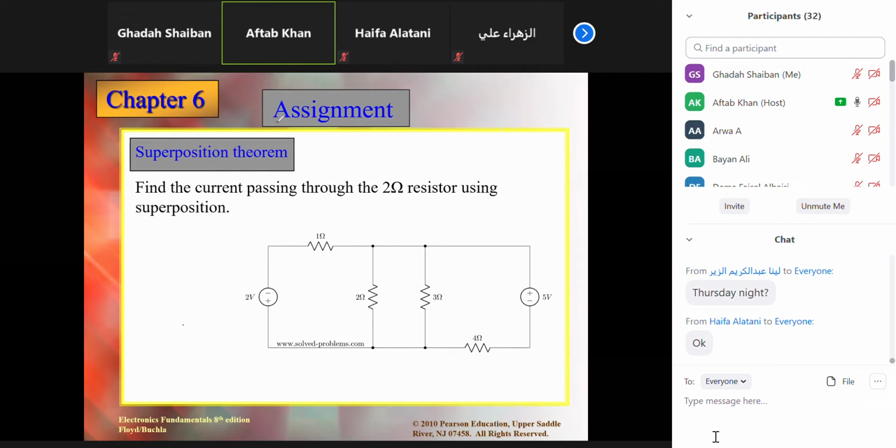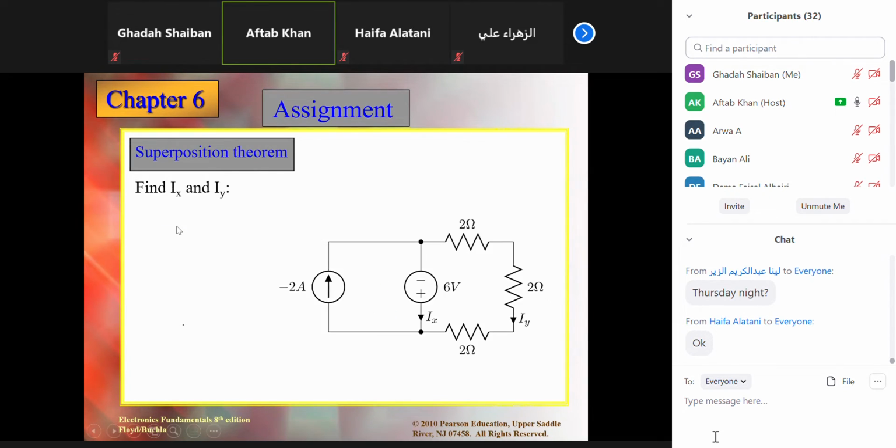Okay, so one question is this. Another question is this. Superposition theorem. So find Ix, Iy. This is Ix. This is Iy. I need all the steps. I don't want the answer. I need the steps, how you are solving it. Keep in mind, it should be fully solved with all the explanation of how you are solving.